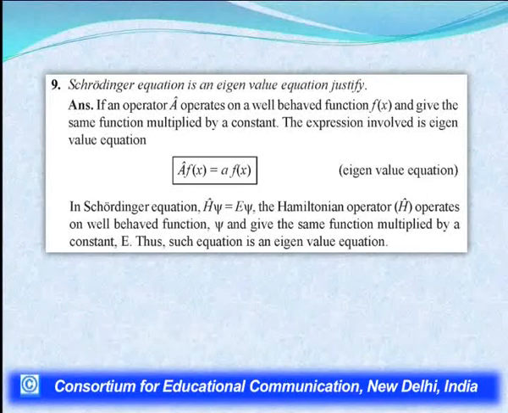In the Schrodinger equation, we have the H operator applying on psi, and it gives psi back multiplied by a constant E. So the Hamiltonian operator H, when it operates on a well-behaved function psi, because in quantum mechanics we always deal with well-behaved wave functions, gives the same wave function multiplied by the constant E. Such an equation is an eigenvalue equation, and thus the Schrodinger equation is an eigenvalue equation.